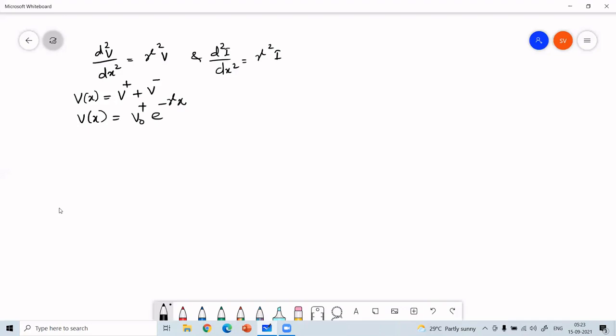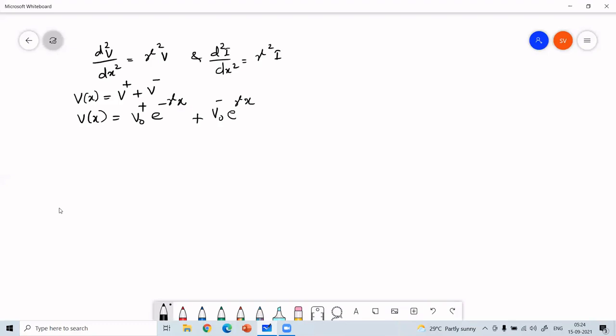Gamma is a propagation constant, and that negative sign here represents a wave traveling in the positive x direction, which means that the transmitted voltage is represented by this term, that is V0 plus into e raised to minus gamma x. V0 plus represents the peak value of voltage. And that V minus can be replaced by V0 minus e raised to gamma x. This term represents the voltage traveling in the negative x direction, that is the reflected voltage.